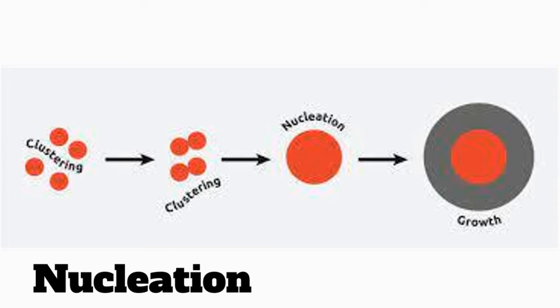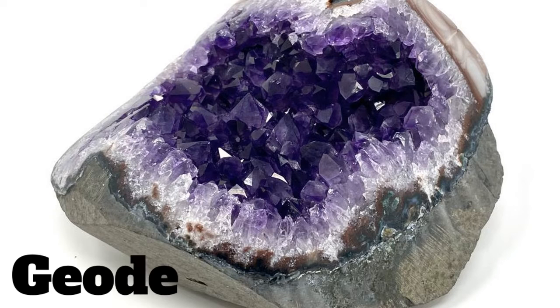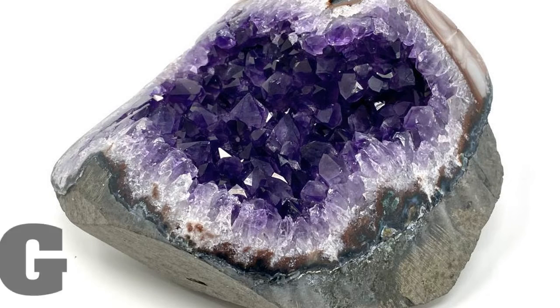In the case of amethyst, its crystals form on the inside of lava bubbles. Stones with crystals on the inside form as these lava bubbles cool. This type of structure is known as a geode.